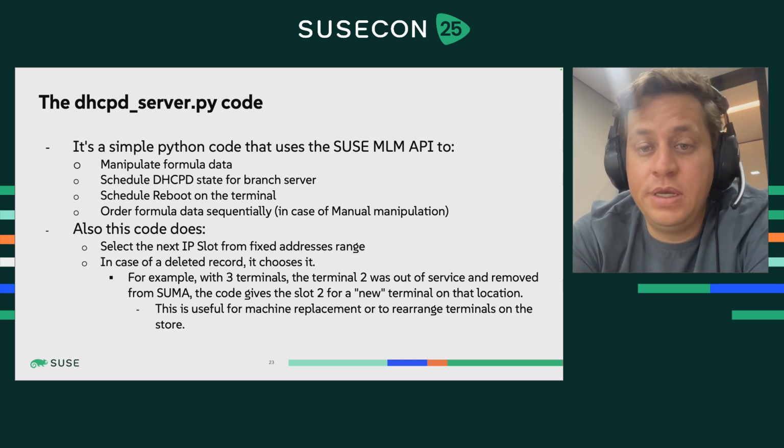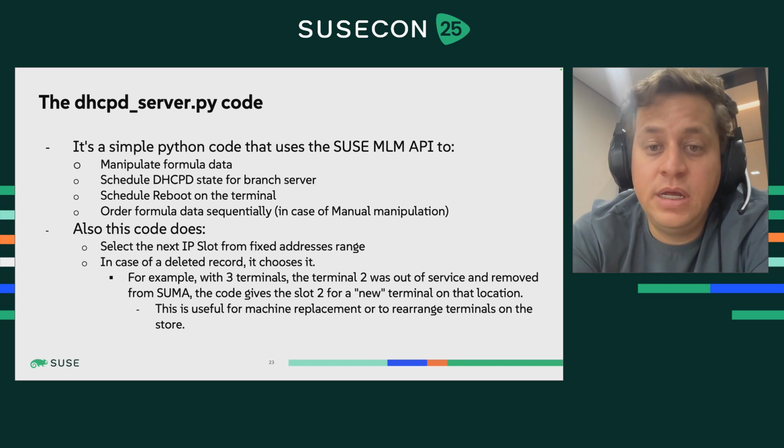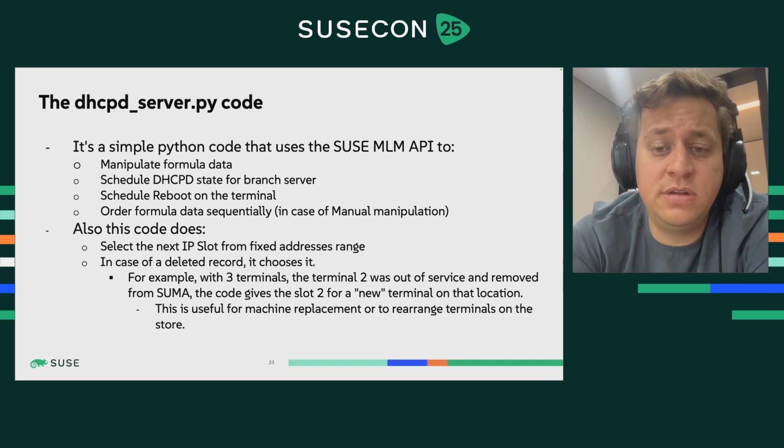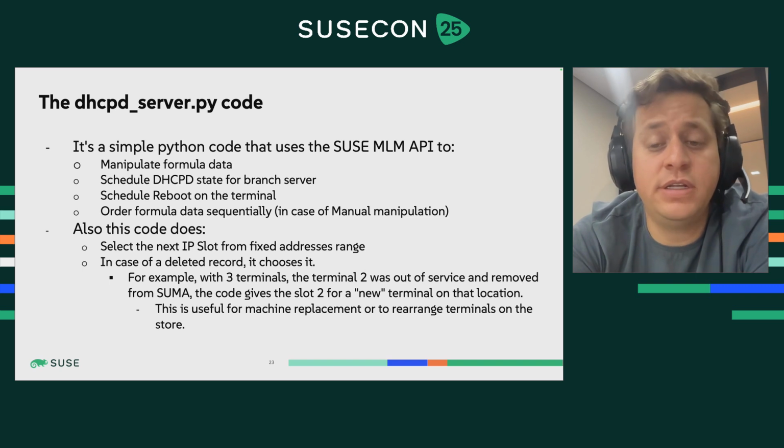Okay, and it can select the next available IP, but if a terminal is removed from the formula data, it gets the next slot. For example, if we had three terminals and the terminal two is removed, the script will assign slot two to a new terminal instead of leaving it vacant.